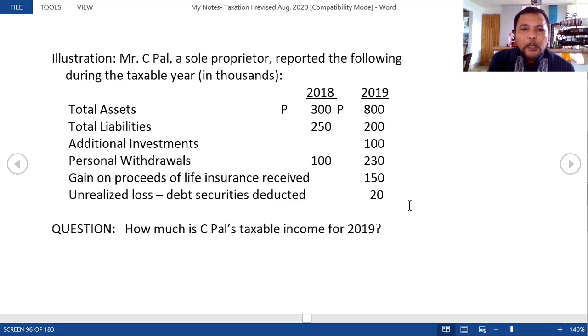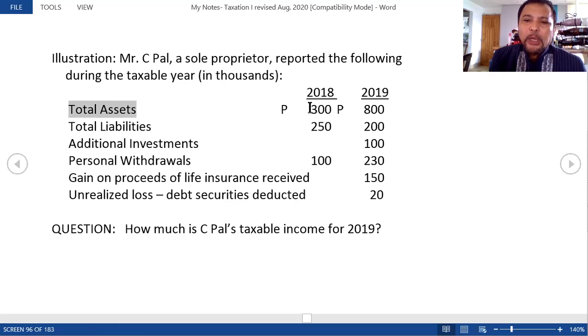So there is an illustration here. Mr. C. Powell, a sole proprietor. Do you know what a sole proprietor is? A sole proprietor is a person who owns a business. Sole, meaning solely, singularly. So Mr. C. Powell reported the following during the taxable year, in thousands. So if you see 300, this means 300,000. If you see 800, this means 800,000.